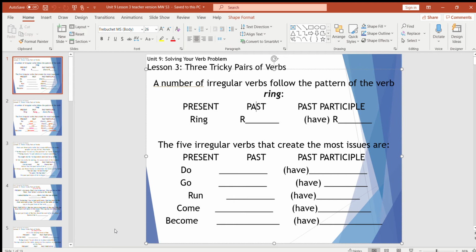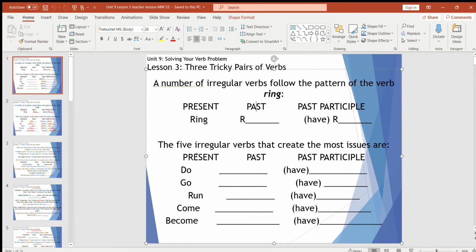All right, let's do midweek 53. Number of irregular verbs. Remember, follow the pattern of the verb ring. So in the present, the bell will ring. In the past, it rang. And in the past participle, the bell would have rung. Remember, so it goes like the I, A, and U pattern.